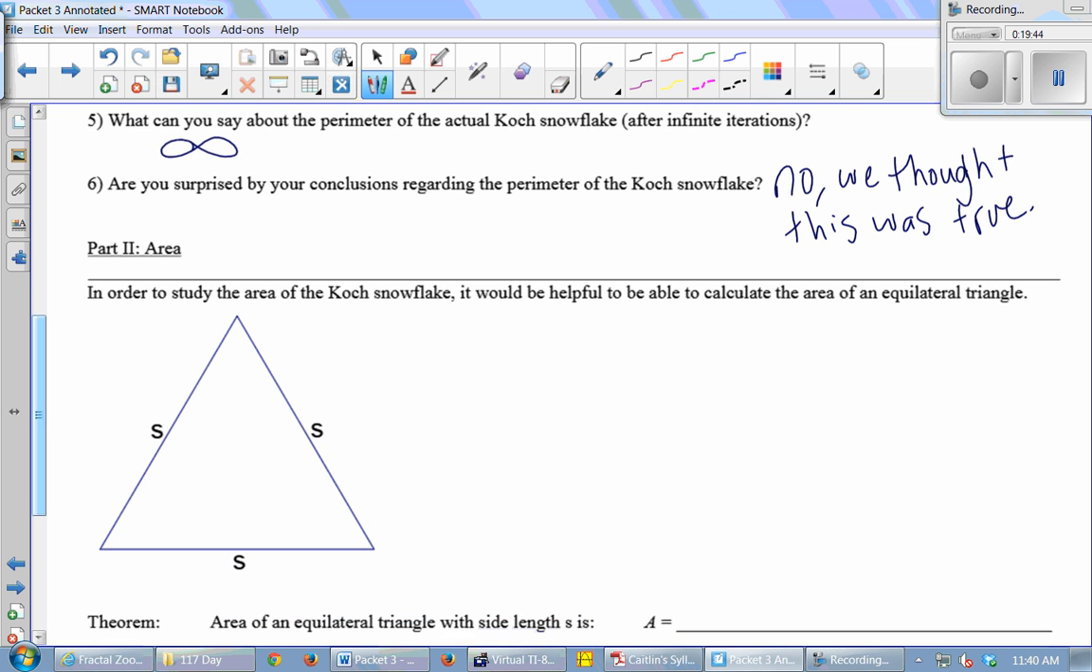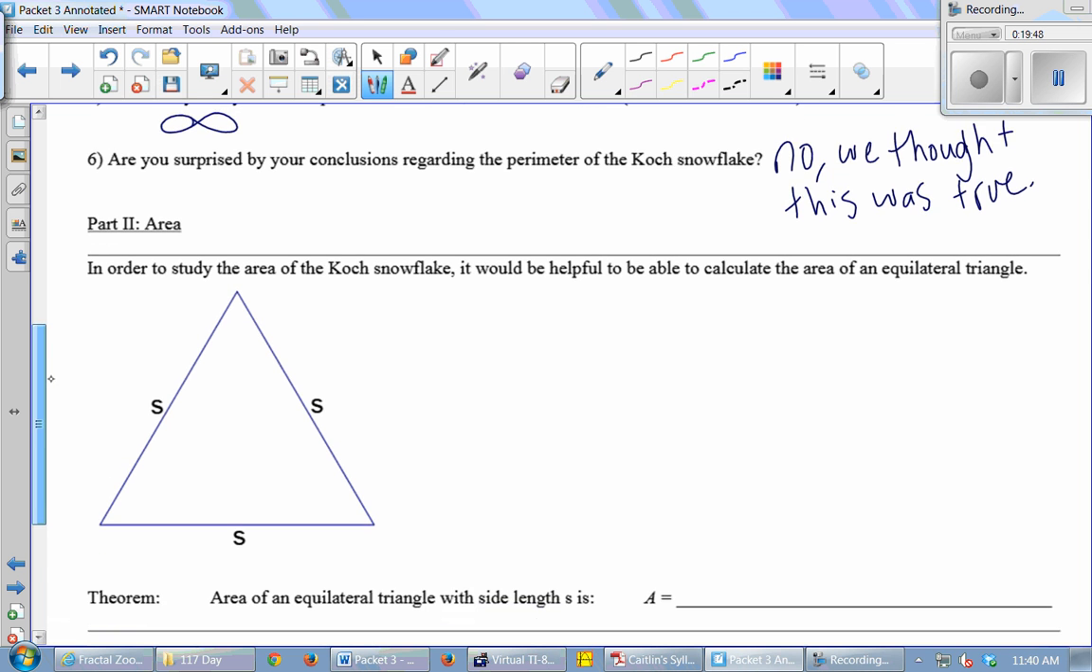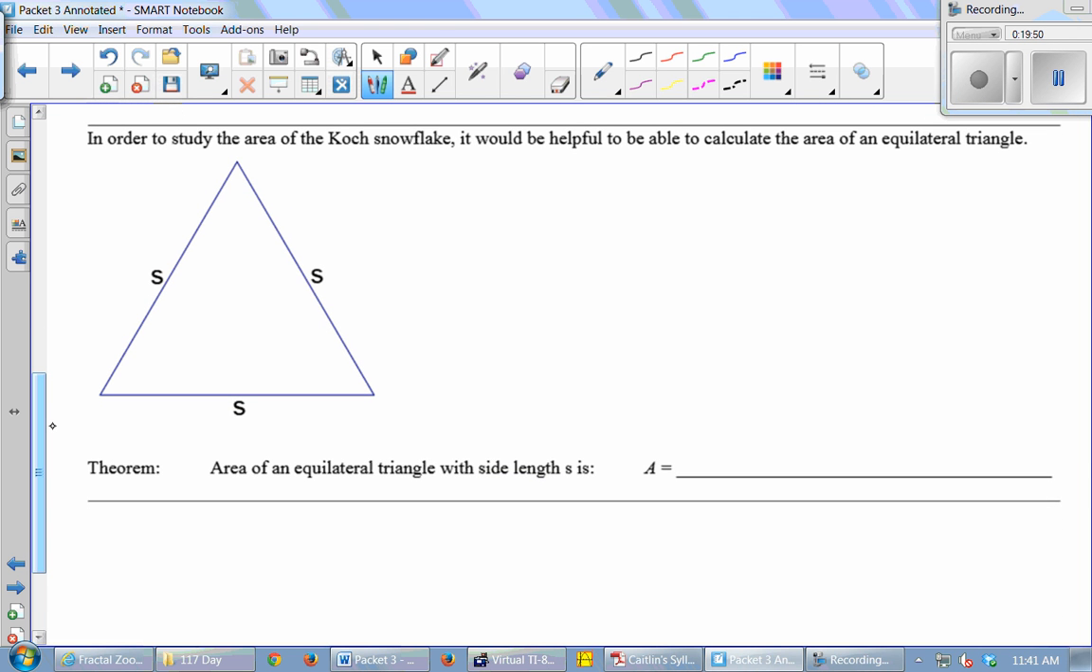All right, let's look at the area of the Koch snowflake. In order to study the area, it will be helpful to be able to calculate the area of an equilateral triangle. So you have a triangle where all 3 sides are the same. What's your standard area of a triangle? Anybody know it off the top of your head? 1/2 base times height, but the height would be this guy, right? That's your height, and your base would be S.